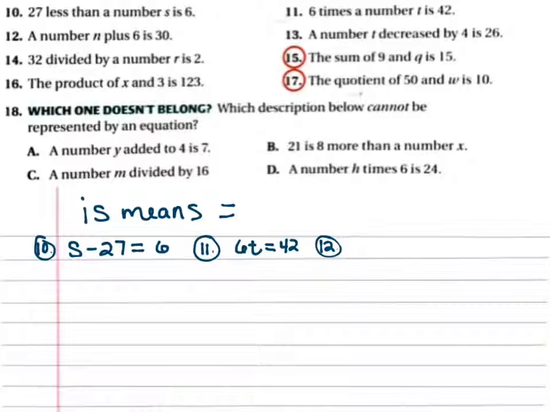Number 12. Okay, we have a number n plus 6 is 30. Somebody tell me how we write that equation. I'll give you a little bit of think time. AJ, what do you think?